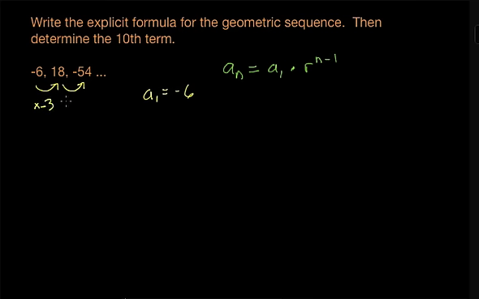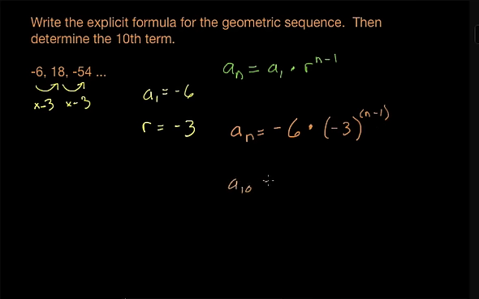Here we're multiplying by -3, so our common ratio is -3. So now we can write the explicit formula for the sequence. A sub n equals our first term, -6, times -3 raised to the n minus 1 power. So now let's find the 10th term. A10 equals -6 times -3 raised to 10 minus 1. That's going to be -3 to the 9th power.